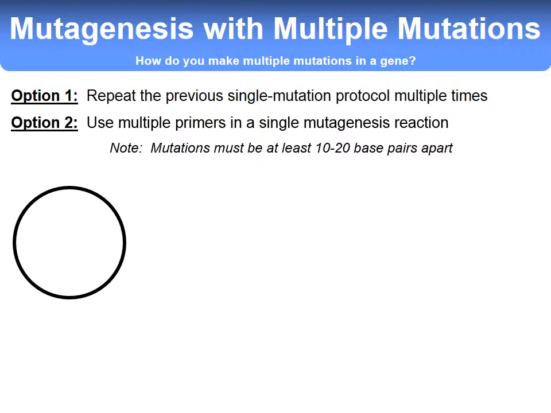First of all, you could just do separate mutagenesis reactions. So one day you could make the first mutation, the second day you can make the second one. But that's going to take a lot of time and energy. It would be a lot better if you could do them both at once.